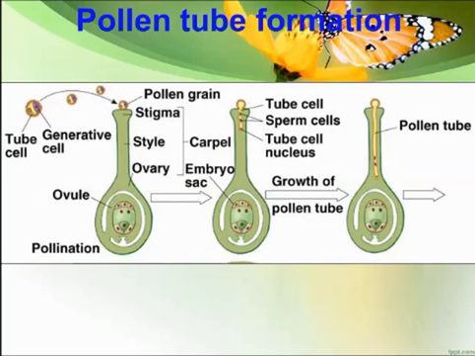The male gametes and the vegetative nucleus along with the cytoplasm are transferred to the pollen tube and carried at its growing tip. A plug of callose tissue prevents its backflow. So, this was the formation of the pollen tube.